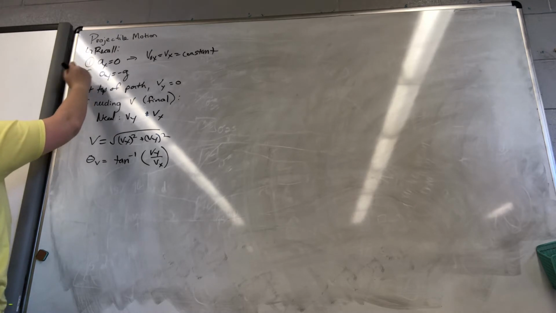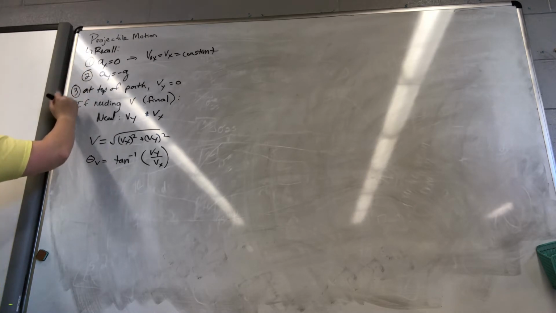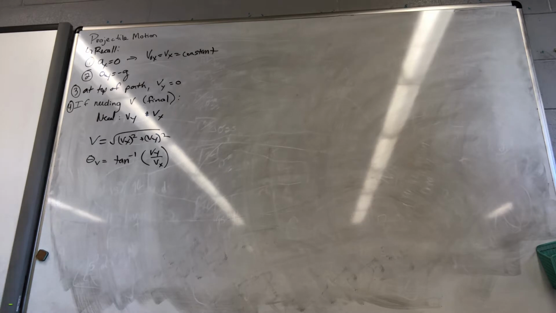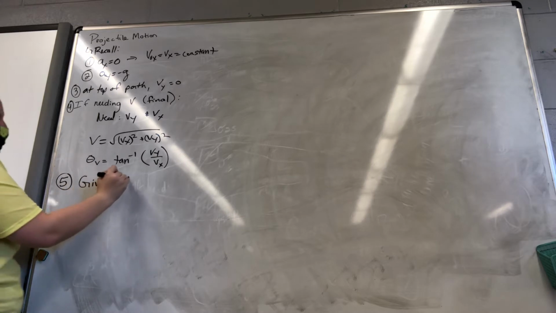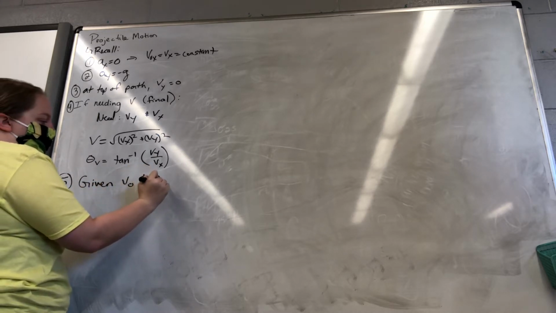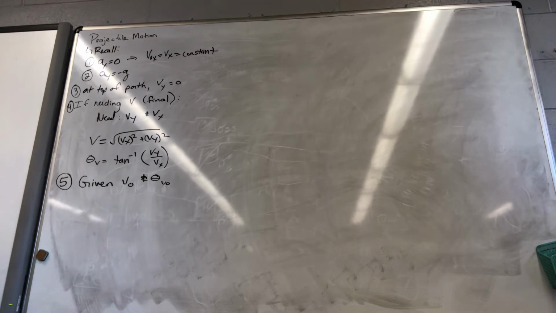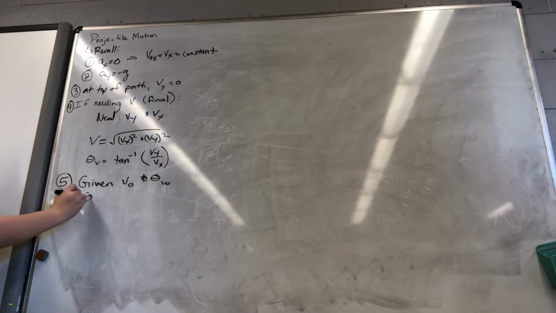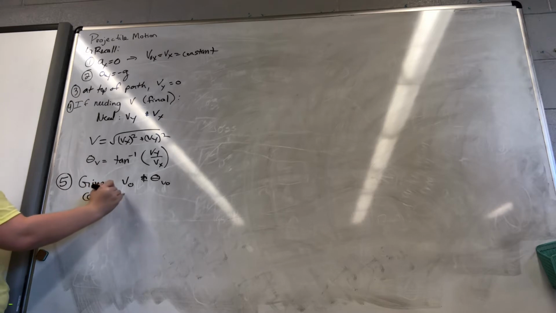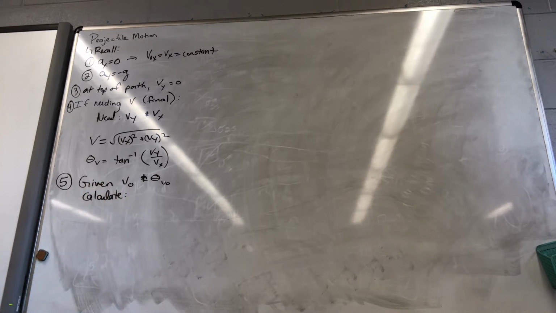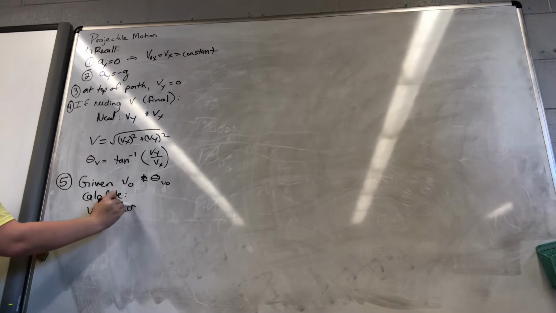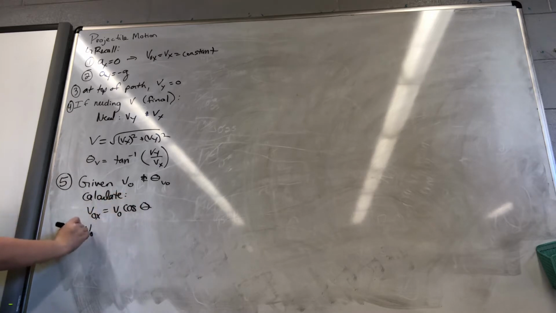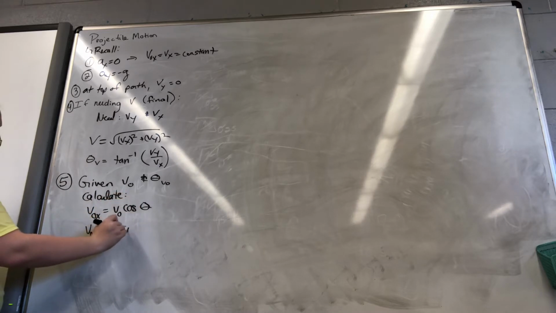Assumption 1, assumption 2, assumption 3, and assumption 4. Okay, so those are all the things I can think of. The last one is, if you're given theta and V naught, what can you calculate? It's like the first step in any of our projectile motion problems. You can do V naught x and V naught y.